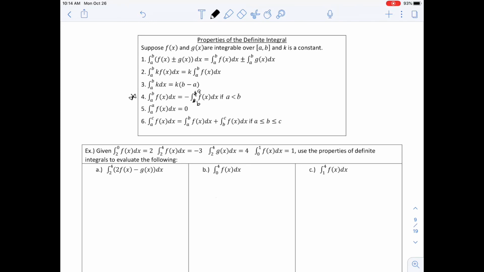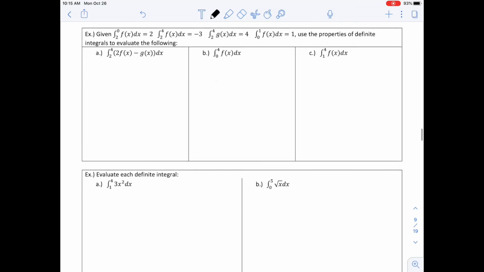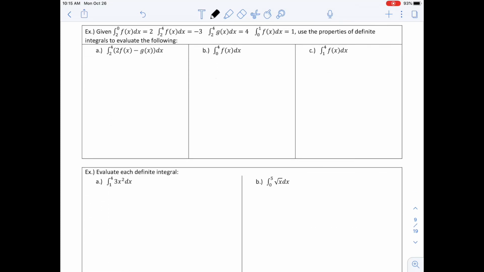The next example that we have says, given the integral from 2 to 0 of f of x dx equals 2, the integral from 2 to 4 of f of x dx equals negative 3, the integral from 2 to 4 of g of x dx equals 4, the integral from 0 to 1 of f of x dx equals 1, use the properties of definite integrals to evaluate the following. So the first one that we have, part A, is the integral from 2 to 4 of 2 times f of x minus g of x dx.